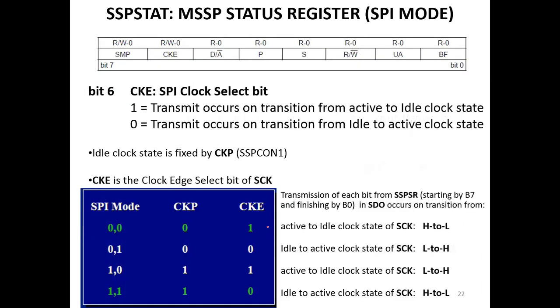We return back to the table. So here we have the values of the CKP and CKE bit. So if the CKP is 0, CKE is 1, this is called mode 00. If the CKP is 0, CKE is 0, this is called the mode 01, etc. 11, it is called the mode 10, and 10, it is called the mode 11. So the CKE is 1 bit of the SSP status, whereas the CKP is 1 bit of the SSP control 1 register.